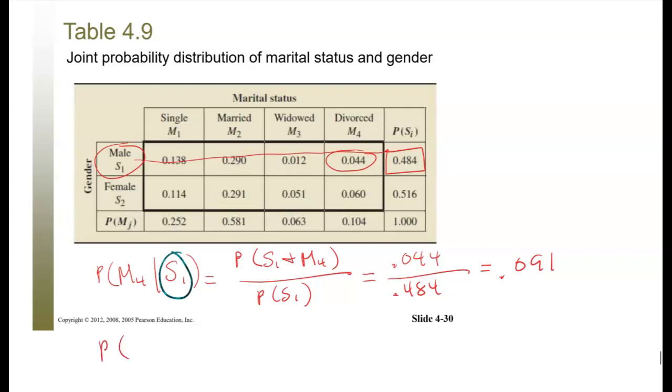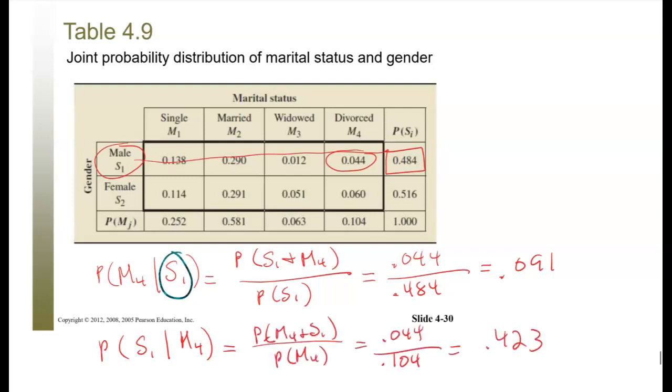Hit pause, and I want you to calculate what's the probability that an adult selected is male, given that the adult is divorced. So I'm changing the probability. Do you see that? Now the condition is reversed. For the one before, we did what's the probability that they are divorced given they're male. Now I want you to find the probability that they're male given divorced. So take a minute, hit pause, find that probability.